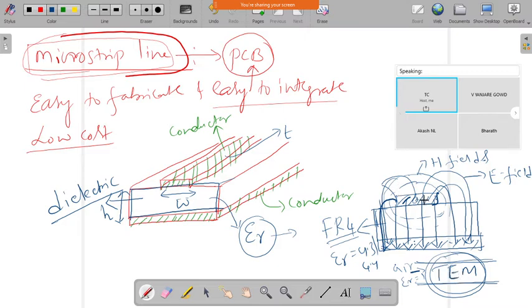Now here the epsilon r is involved differently, because the epsilon r value in the dielectric is different from the epsilon r value above this conductor, which is a dielectric constant of 1, that is, air.